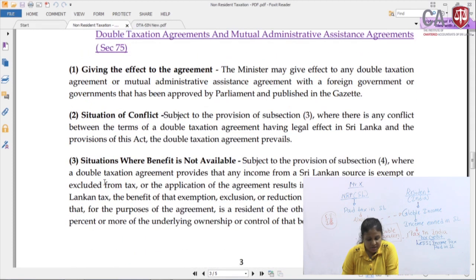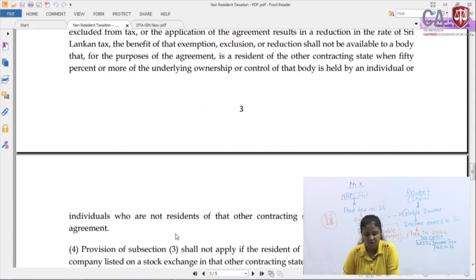Then the third paragraph, situations where benefit is not available. Subject to the provisions of subsection 4, where a double taxation agreement provides that any income from a Sri Lankan source is exempt or excluded from tax, or the application of the agreement results in a reduction in the rate of Sri Lankan tax, then the benefit of that exemption, exclusion or reduction, please see this, shall not be available to a body that for the purpose of the agreement is a resident of the other contracting state when 50% or more of the underlying ownership or control of that body is held by an individual or individuals who are not residents of that other contracting state for the purpose of the agreement.